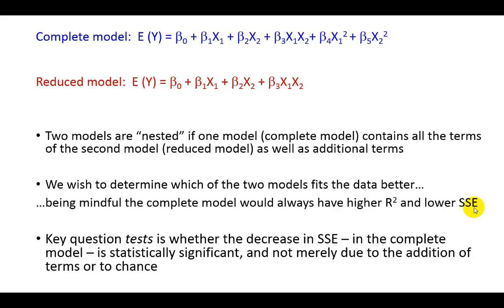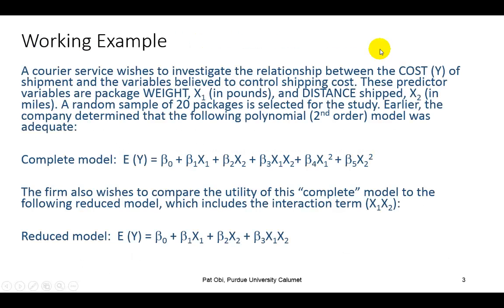Alright, so the key question here is, while we know that this complete model is going to have the higher r square and also the lower unexplained variation measured by SSE, sum of squares error, whether this decrease in SSE in the complete model is statistically significant and not merely due to the addition of these terms right here, or for that matter, due to chance.